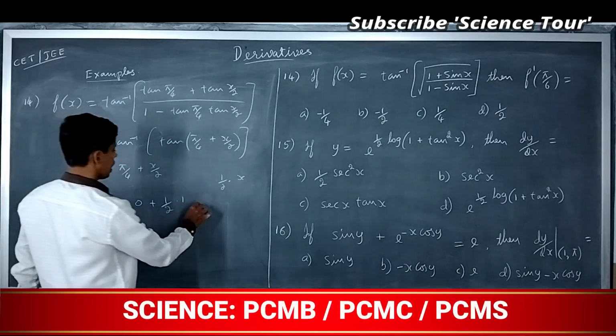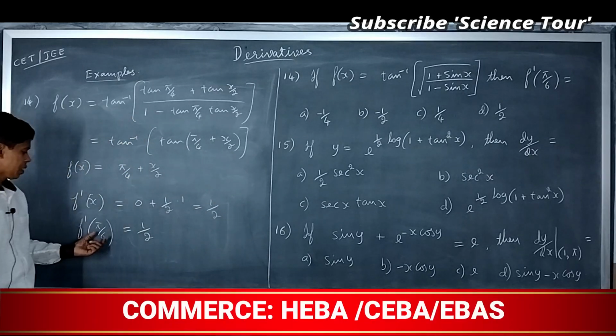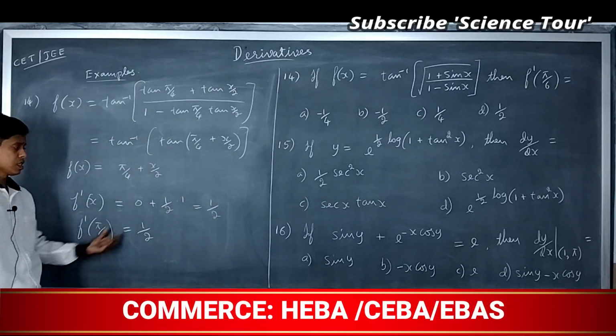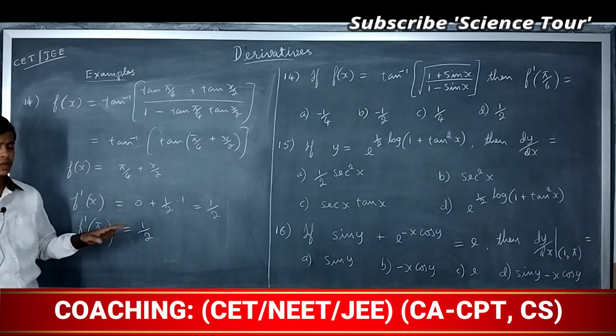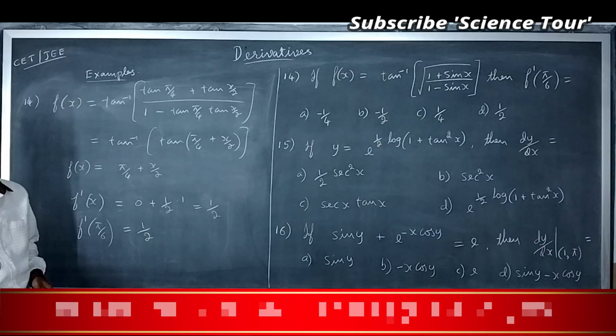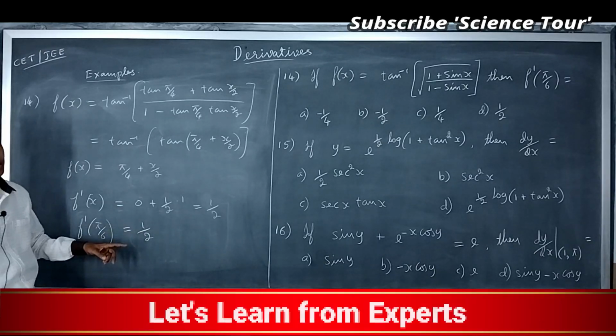F dash of x is half. What is f dash of pi by 6? In place of x you have got pi by 6, but you don't have x there. You cannot substitute pi by 6 anyway. So that half itself is the answer. You don't have to worry about substitution here. You cannot substitute at all.